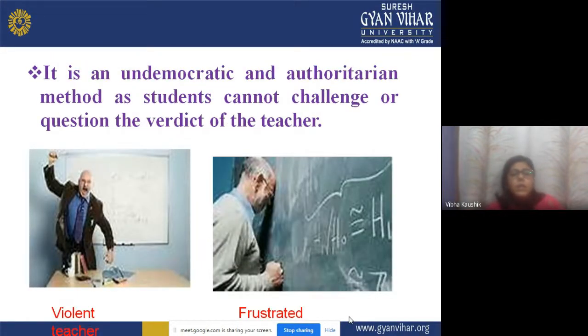It is undemocratic. Now, why undemocratic? Because the sole power of the teaching-learning process is in the hands of the teacher only. There are no rights for the students. The teacher has all the authority, as students cannot challenge or question the verdict of the teacher. Why? Because the students do not have any right.